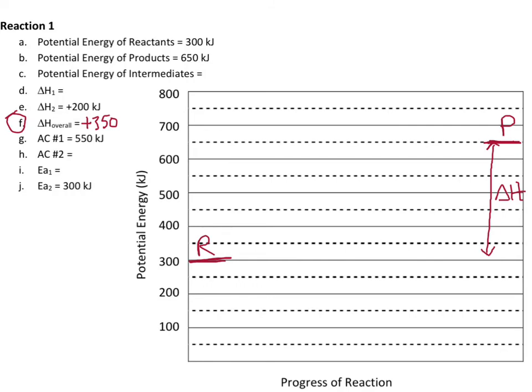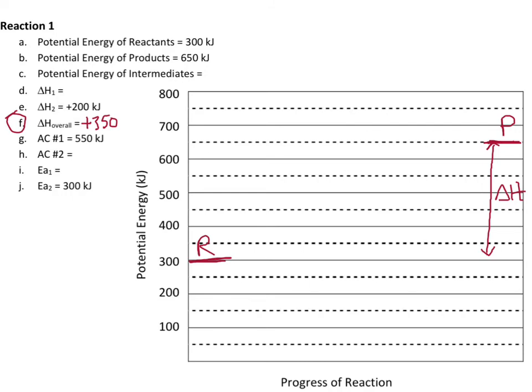Now, we don't know the potential energy of the intermediates. The intermediates are going to be a plateau somewhere in the middle of the diagram, but we don't know it, so we're going to have to figure that out. Step 1's delta H, the difference between the reactants and those intermediates, is also not told to us, but step 2's delta H is told to us.